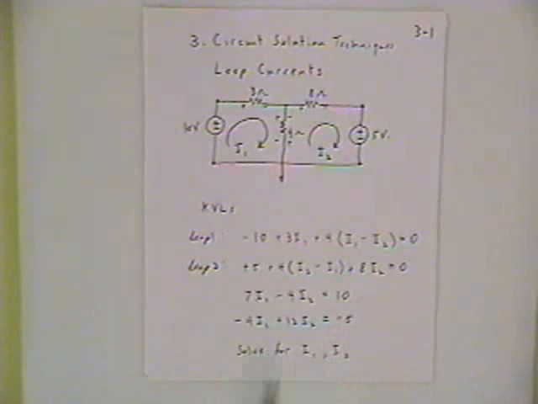One thing I'd like to suggest that you do in checking your solutions is, let's say in this example, we use the Kirchhoff voltage laws to set up our equations for I1 and I2. Once we have values for I1 and I2, we're going to substitute into the circuit and calculate the voltages across all the resistors.